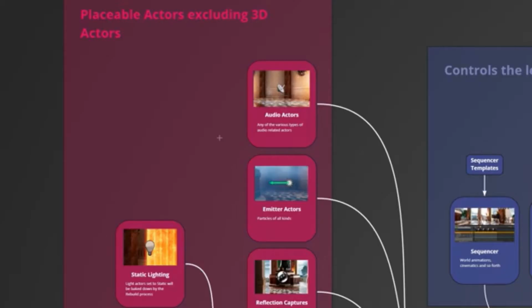Emitter actors are particles of any kind. It might be Cascade particles, which is the older system. It might be Niagara emitters, but emitters of some kind. So that's also straightforward.